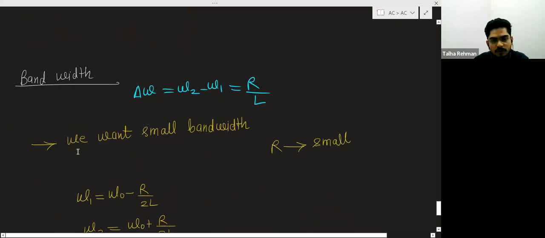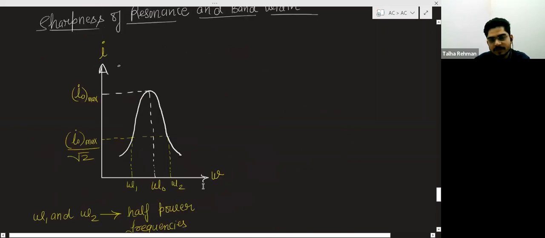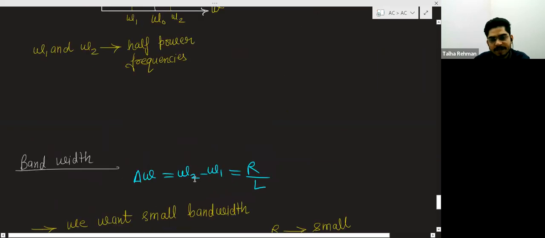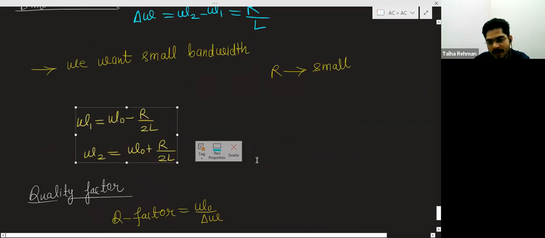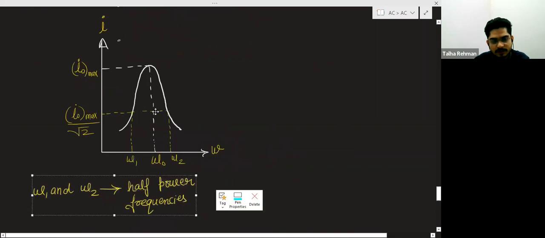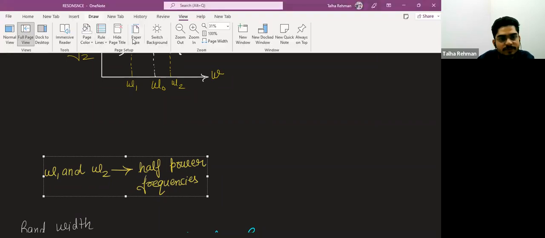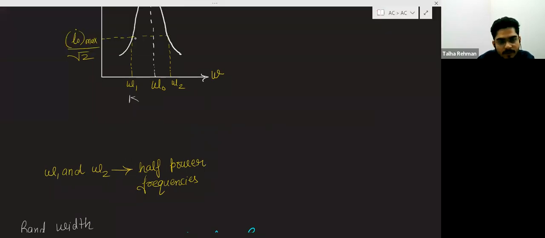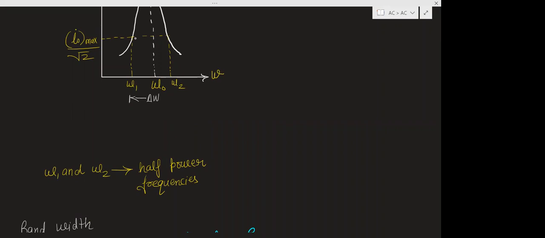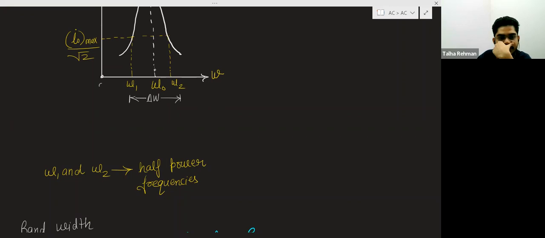Now from here you can see how I have written this result. Basically, delta omega is equal to R by L. What is delta omega? Delta omega is basically this distance. This distance is delta omega. Now, this is omega naught, and this is the origin value, the reference point.